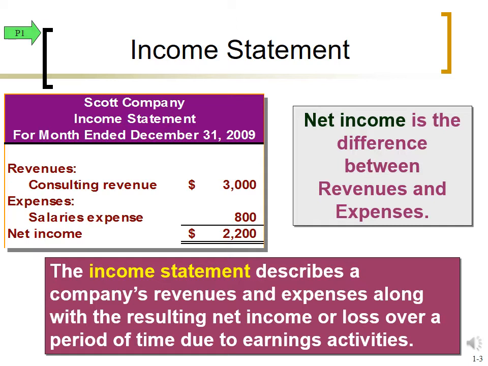When you take the revenue of $3,000 and subtract the $800 expenses, you have left over in a category called net income, $2,200. And that's good, because you want net income. You don't want the expenses to exceed the revenue. That would be a net loss. Basically, net income is the difference between the revenues and the expenses. That's what the income statement does. It describes the revenues and expenses for a period of time, in this case one month, for a business.